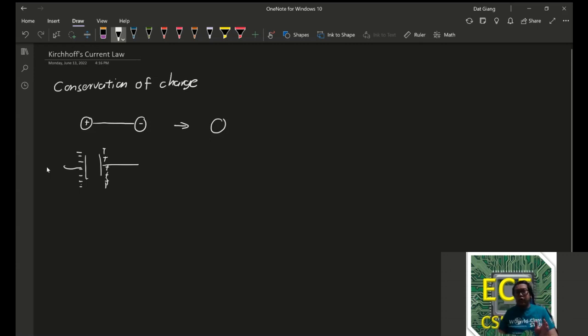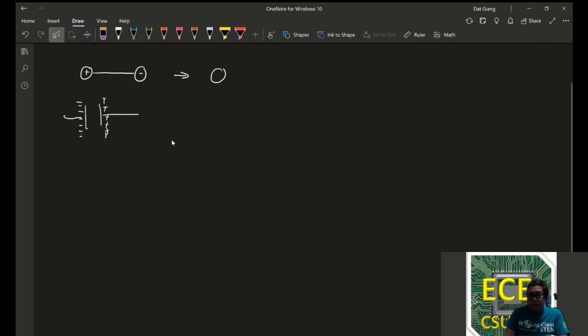That's the same idea with Kirchhoff's current law, where for any node that a current enters, the sum of all currents in a node should be equal to zero. So what does Kirchhoff's current law say? At a node, the sum of all currents is equal to zero.